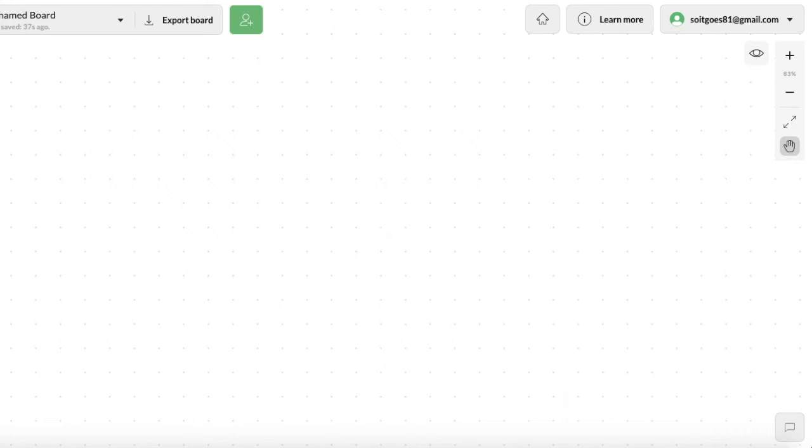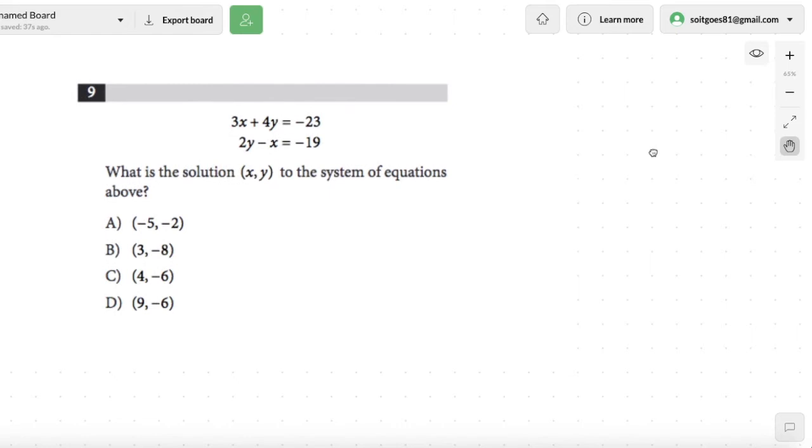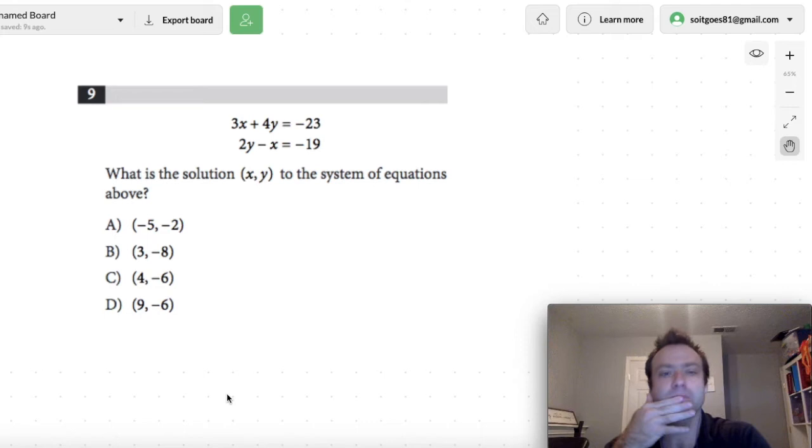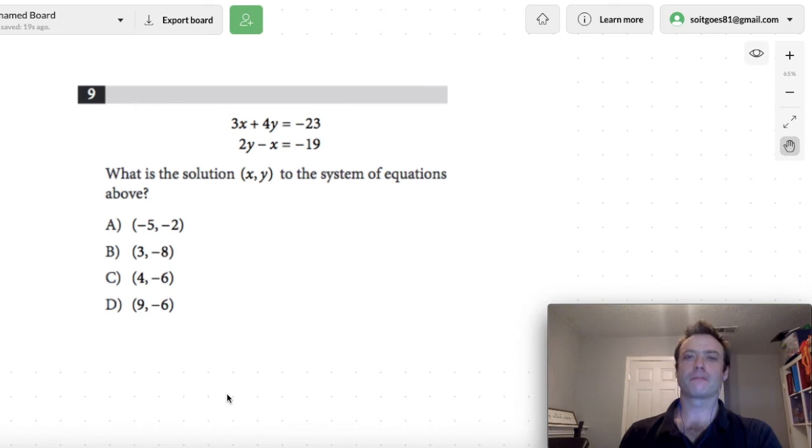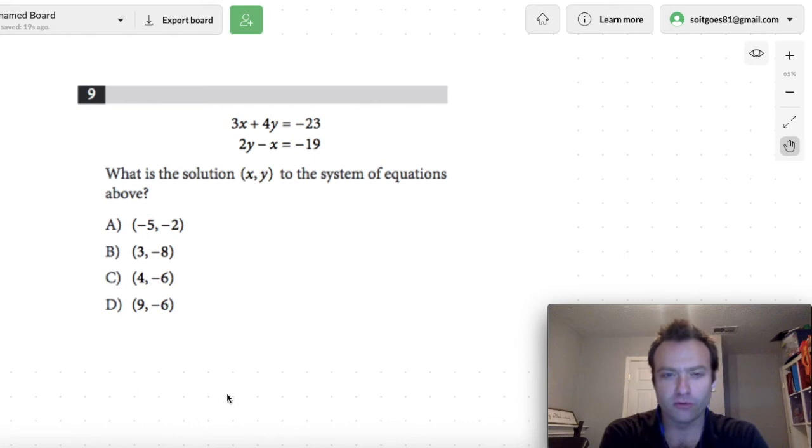Question number 9. Go ahead and read this one for me, please. What is the solution X and Y to the system of equations above? You've seen systems of equations before, I assume. Yep. How comfortable do you feel solving systems of equations? Not very. Okay. I would say, in my experience, most students really struggle with systems of equations. There's just a lot of steps, a lot of things to mess up.